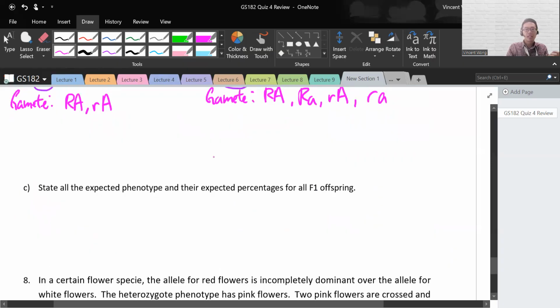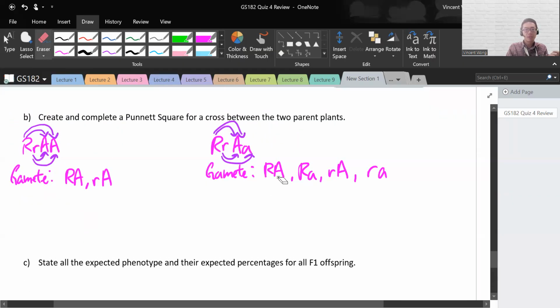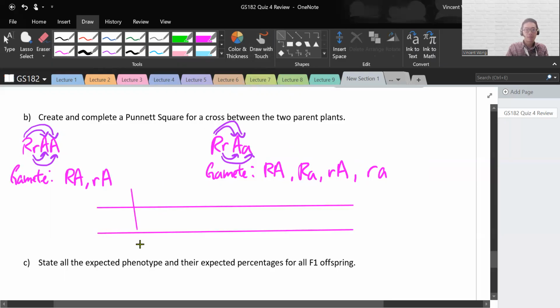So if you take this parent and cross it with the other parent, we're going to end up having a Punnett square that is 4 by 2. Right? So let's do that. Let's do a 4 by 2 Punnett square. Starting with this parent, we're going to put its gametes over here: big R, big A, small r, big A. And I'm going to take all these gametes from the other parent and put them up here.